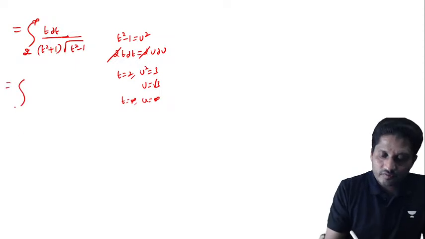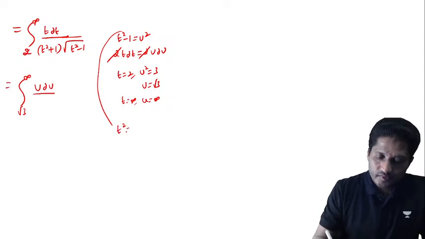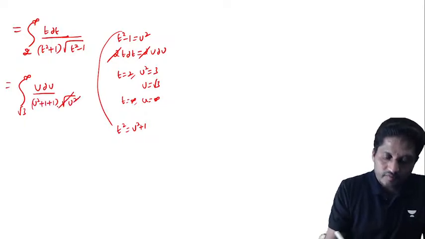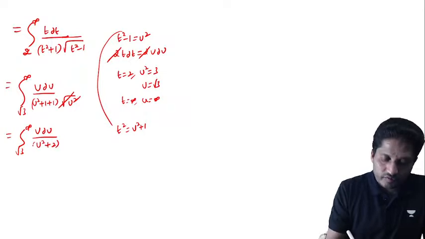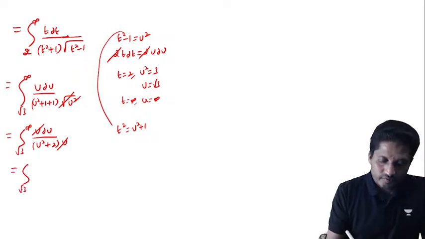This becomes integration of root 3 to infinity. T into dt will be equal to u into du. From this, value of t square will be u square plus 1. This will be u square plus 1 plus 1 into root of u square. Root and square cancel, u and u cancel. Root 3 to infinity, u into du divided by u square plus 2 into u. Now this will cancel. Now this is equal to integration of root 3 to infinity, du divided by root 2 the whole square plus u square.